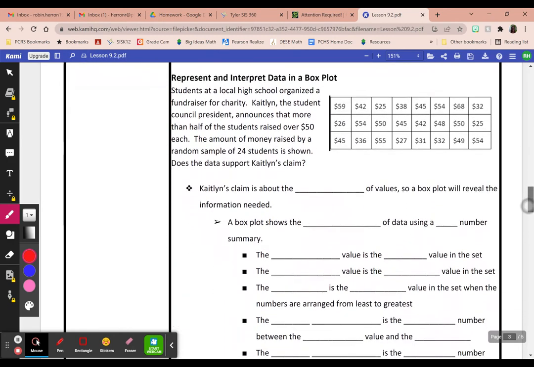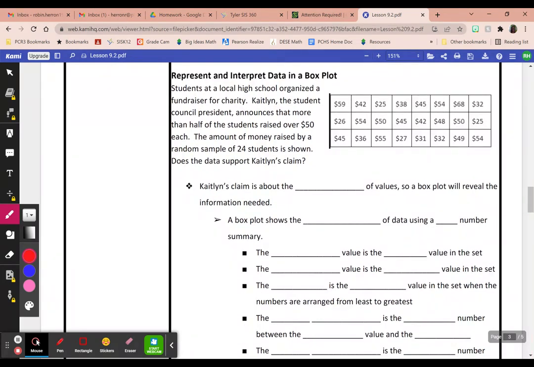Okay, so box plot is next. Hang with me here, there's a lot of information. A box plot problem says students at a local high school organized a fundraiser for charity. Caitlin, the student council president, announces that more than half of the students raised over $50 each. The amount of money raised by a random sample of 24 students is shown. Does the data support Caitlin's claim?